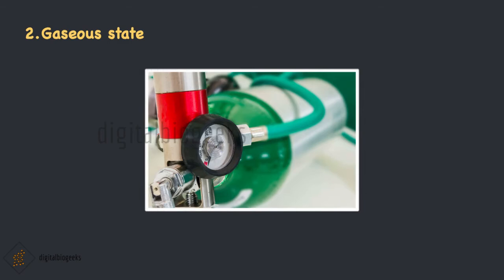Due to this, we can compress gas. That means we can squeeze or press the gas as there are large amounts of empty spaces between the particles. Liquid petroleum gas, which we use in the kitchen, is compressed inside the cylinder. CNG, which is compressed natural gas, we use as a fuel. The oxygen cylinders which we use in hospitals contain compressed gas.